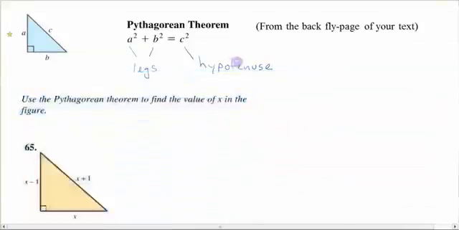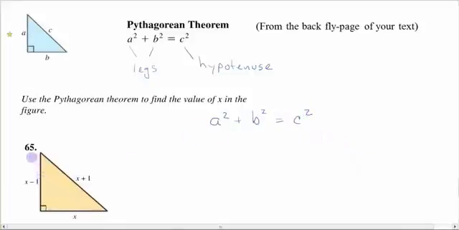All right, now we're going to use the Pythagorean theorem to find the value of x in the figure here. Okay, a little different here. I have a squared plus b squared equals c squared. Let's see what we can do.